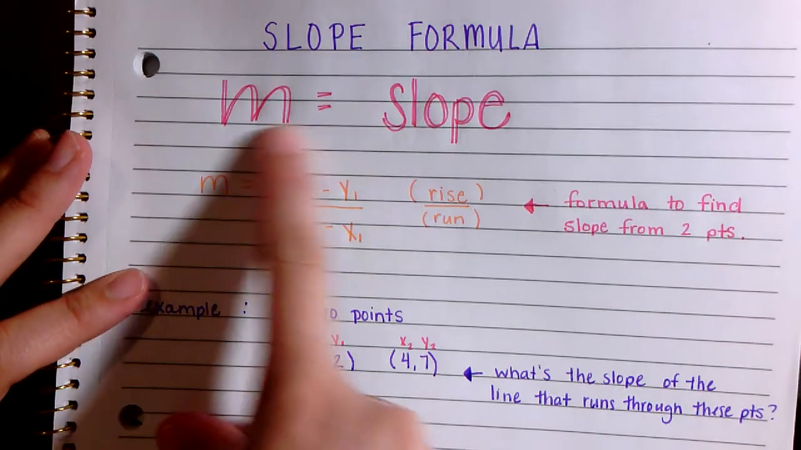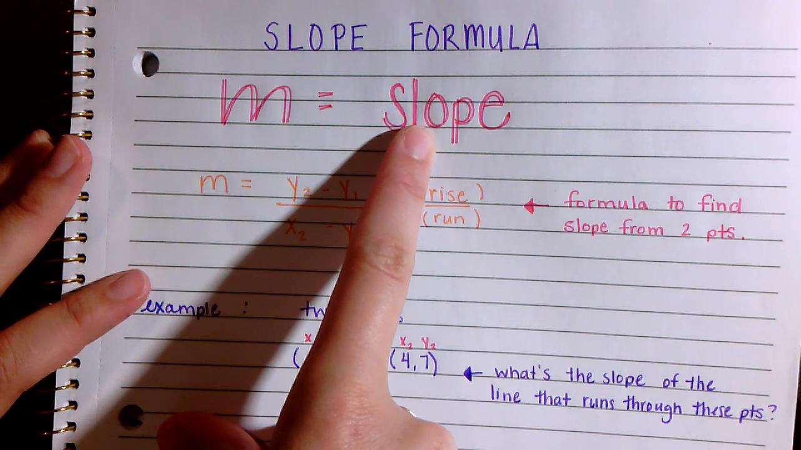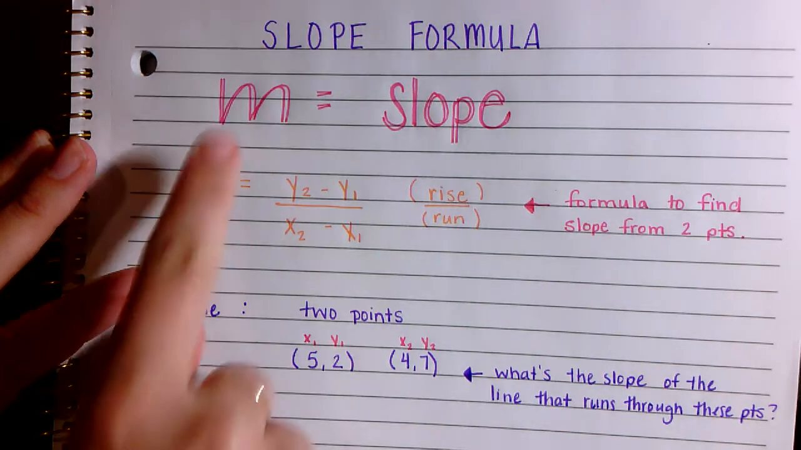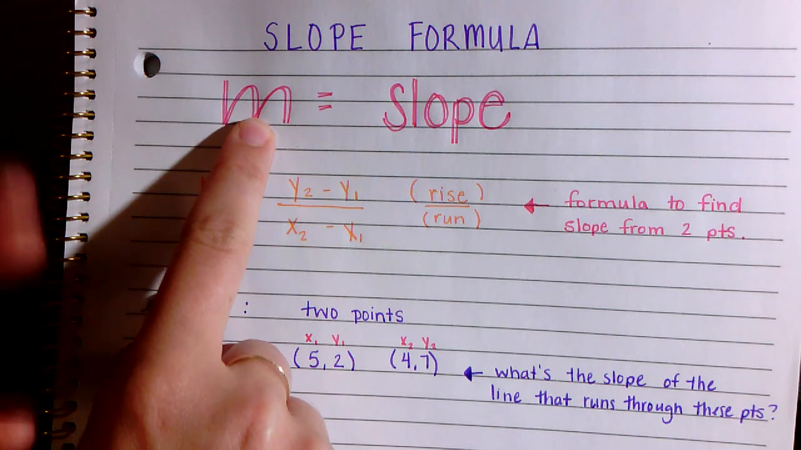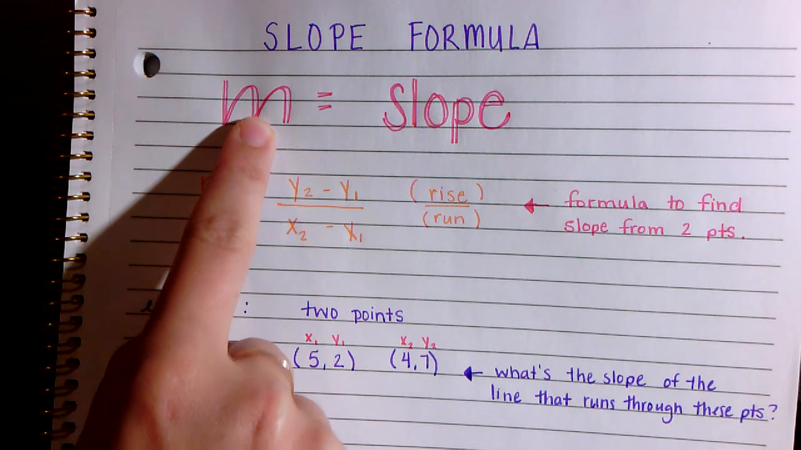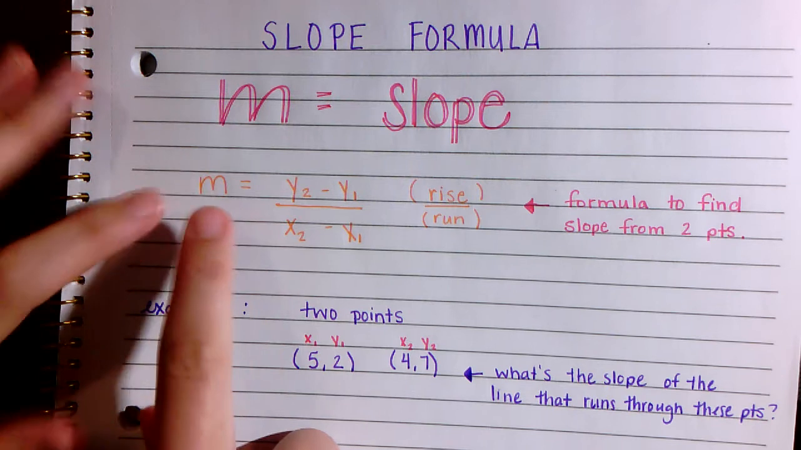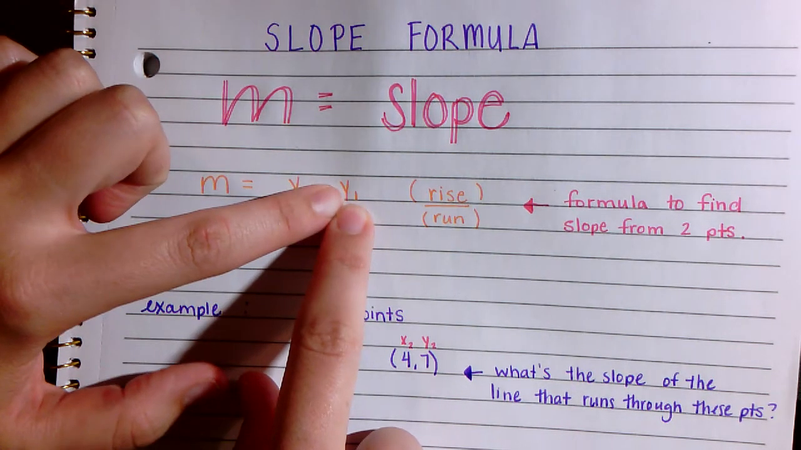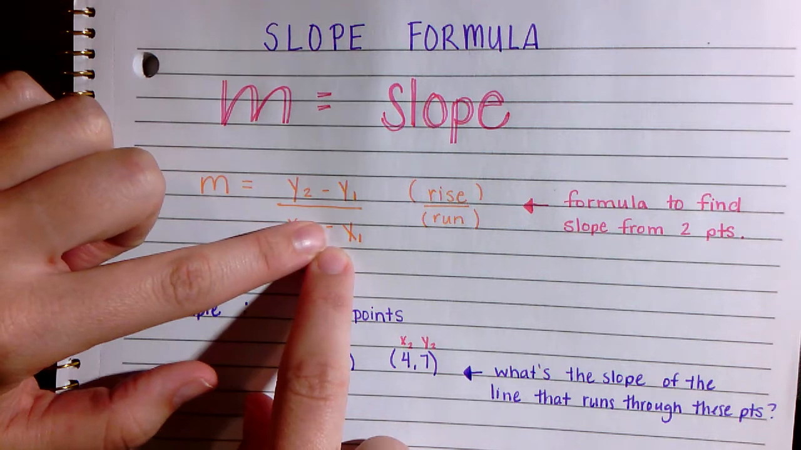So m is the letter that represents slope. When we get into our linear equations, it's going to be y equals mx plus b. That m lets us know what the slope is and how we move to make that line. And in order to find m, your formula is y2 minus y1 over x2 minus x1.